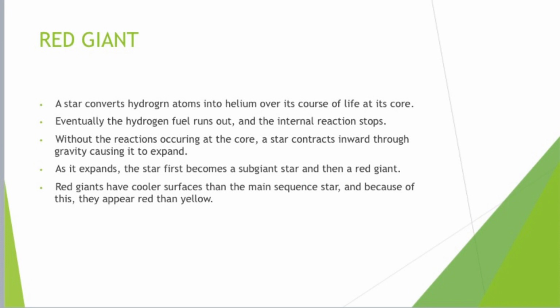And we have the red giant. A star converts hydrogen atoms into helium over its course of life at its core. Eventually, the hydrogen fuel runs out and the internal reaction stops. Without the reactions occurring at the core, the star contracts inward through gravity, causing it to expand. As it expands, the star first becomes a subgiant star and then a red giant. Red giants have cooler surfaces than the main sequence star, and because of this, they appear red rather than yellow.